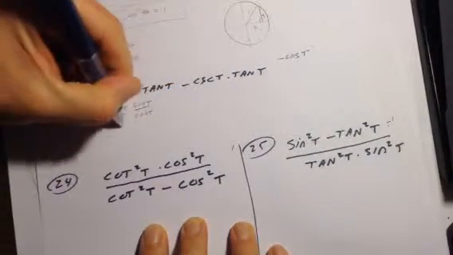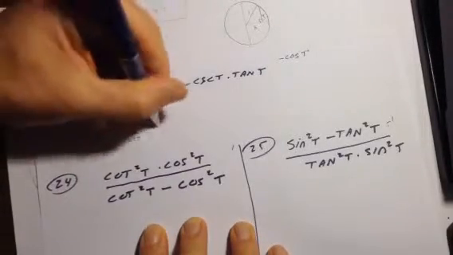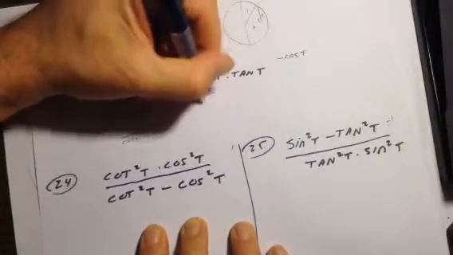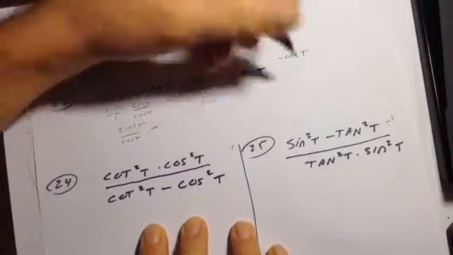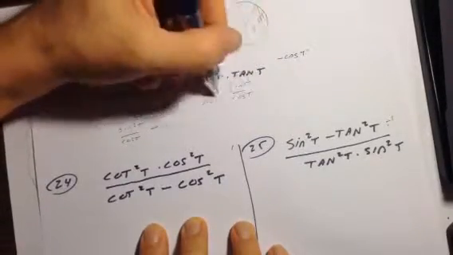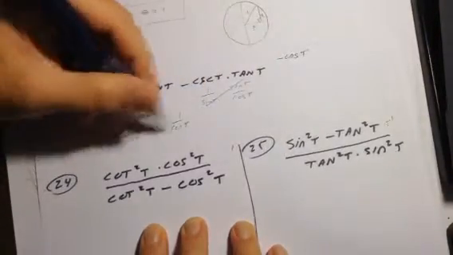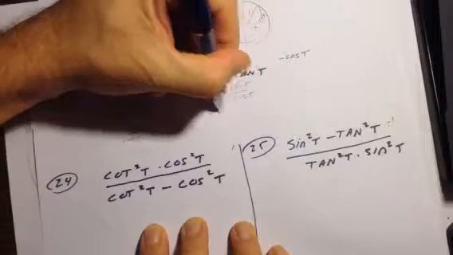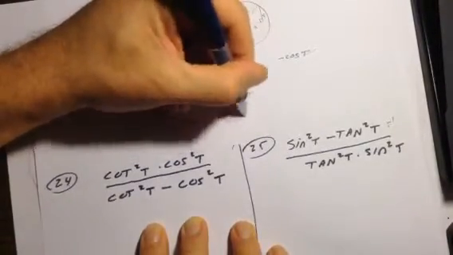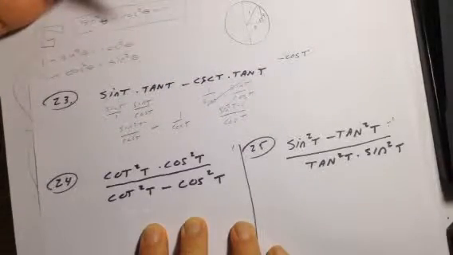That gives me sine squared t over cosine of t minus cosecant, which is what? 1 over sine of t times tan, which is sine of t over cosine of t. That cancels out. 1 over cosine of t. Common denominator, sine squared t minus 1 over cosine of t. So sine squared minus 1.